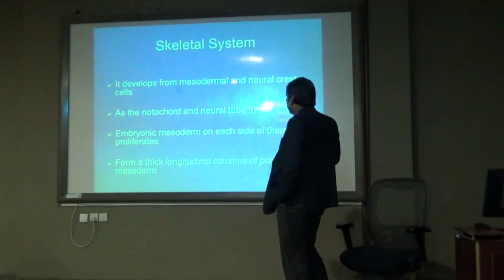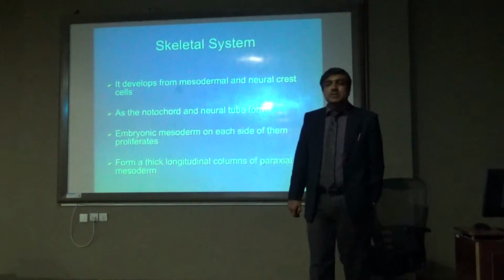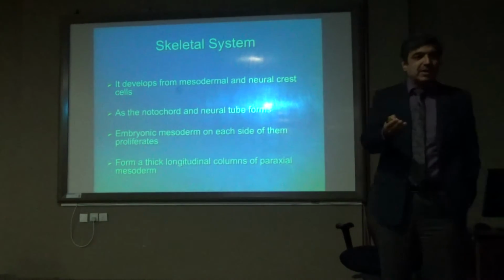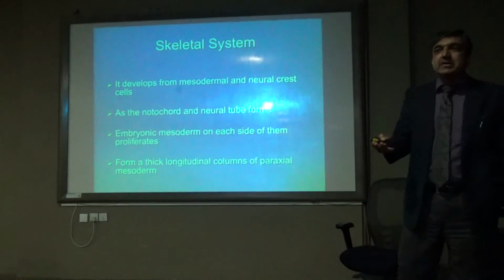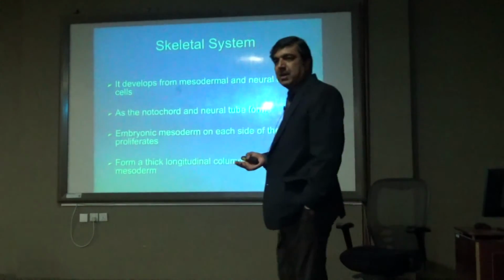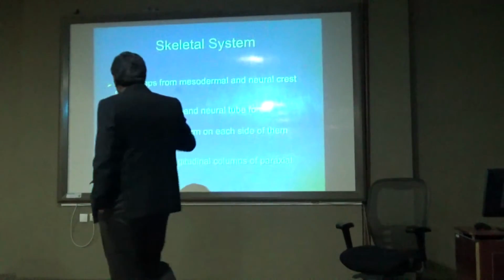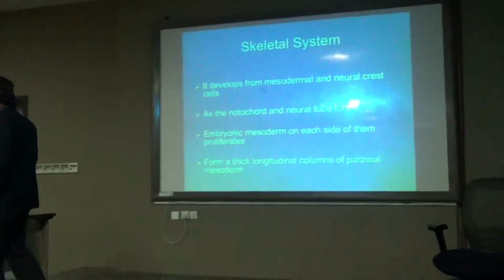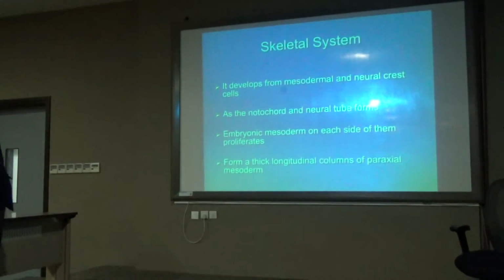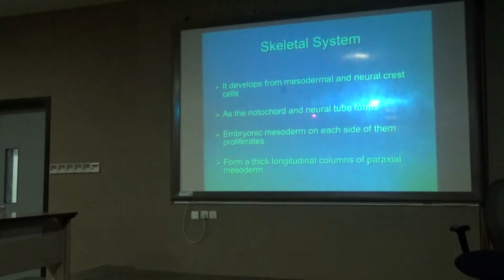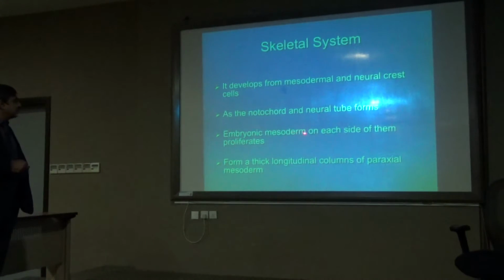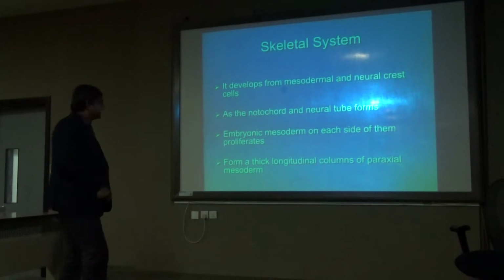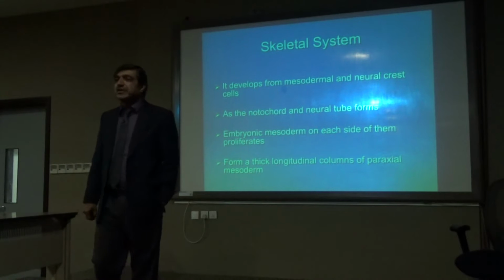So the skeletal system develops from mesodermal and neurocranial cells. Mesodermal, the connective tissues, the mesoderm. You know about the germ layers: ectoderm, mesoderm and endoderm. I'm not going into much detail of the neurocranial cells; mostly it is the mesoderm. As the notochord and neural tube form, embryonic mesoderm on each side of them proliferates, forming thick longitudinal columns of paraxial mesoderm. Did you understand anything here?